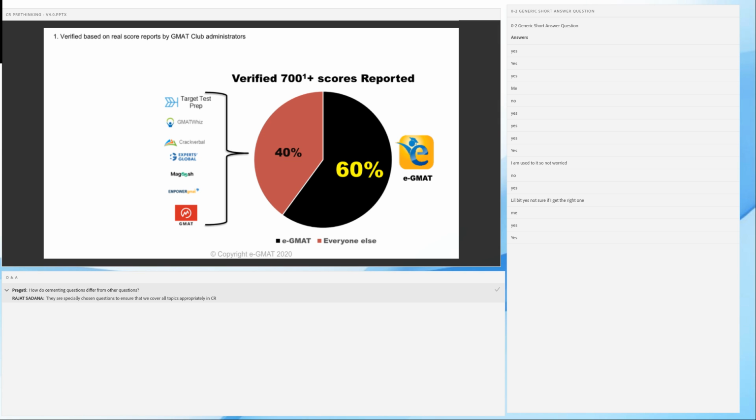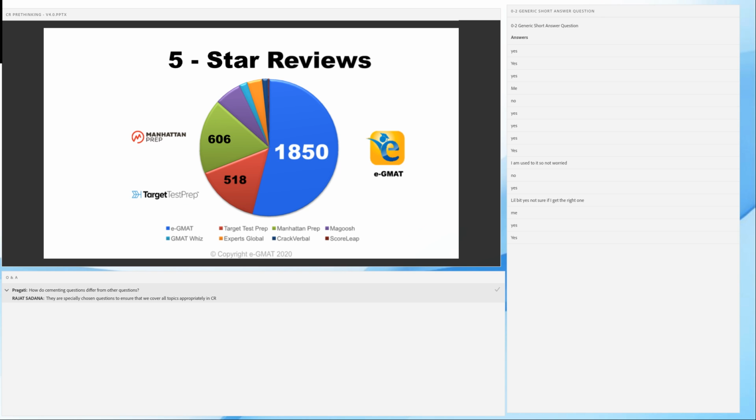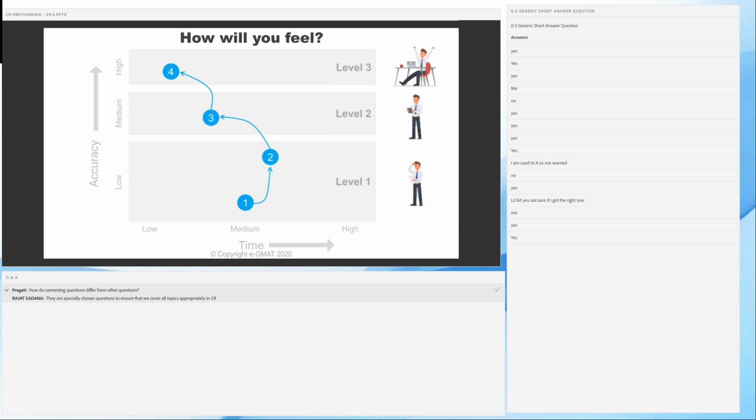And one page has about 10 reviews. So if you go back 5 pages, you can see the timeline over there. You get a very good estimate. Also, the 5-star reviews over there. But here is how your pre-thinking journey would be. If you're an e-GMAT, you've probably gone through this journey, or you're going through this journey.